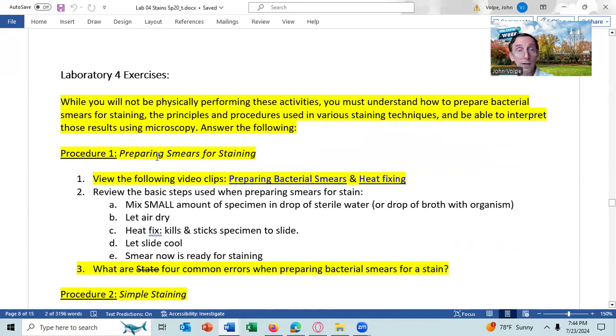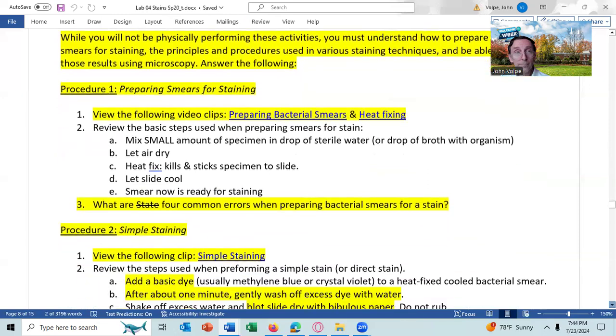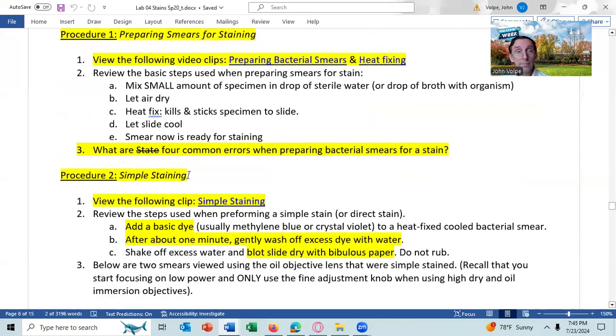And we're in procedure one, where we're going to be preparing a bacterial smear for staining. There's a little video clip on how to make a bacterial smear, and another video clip showing you heat fixing. I don't know if it's showing you air dry, but you air dry the slide and then heat fix it. And there are the steps there. Then in procedure one, answer: what are 4 common errors when preparing a bacterial smear for staining? So you need to state 4 common errors.